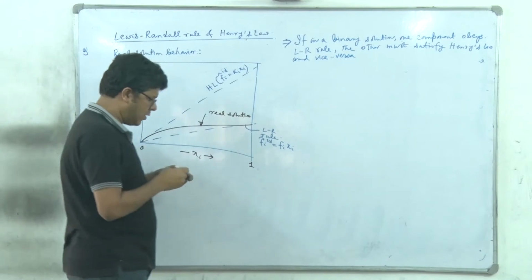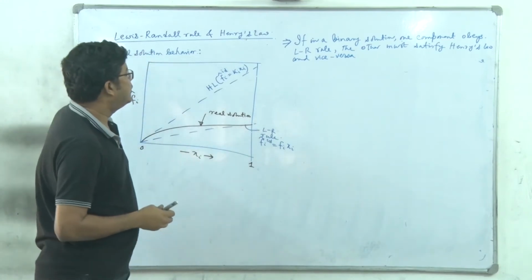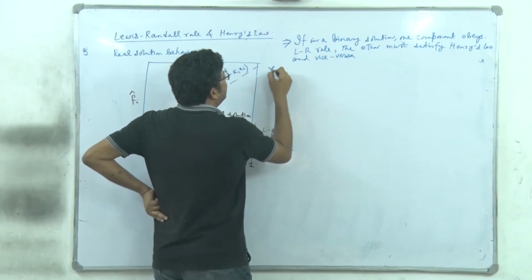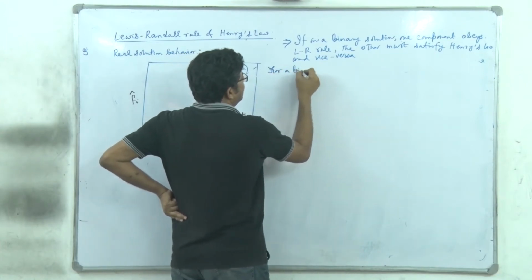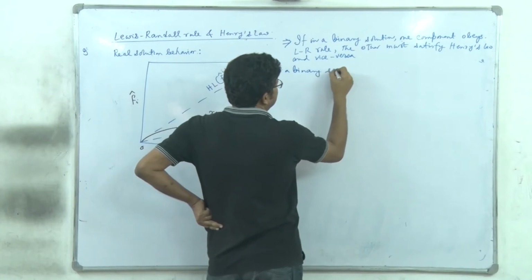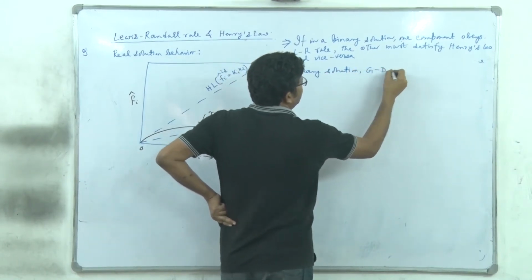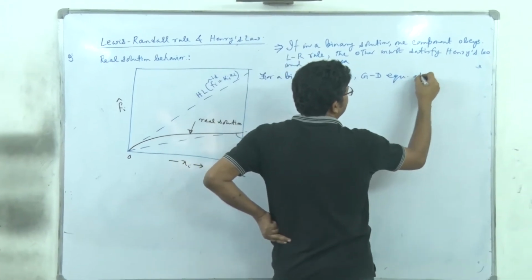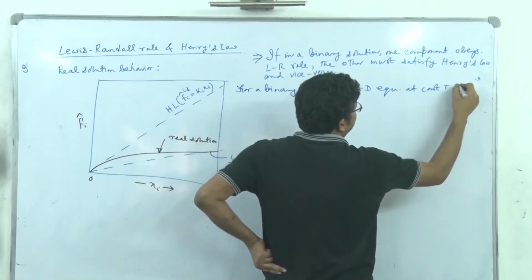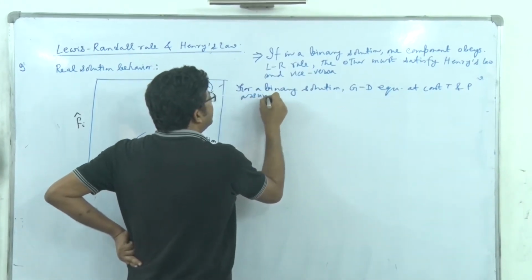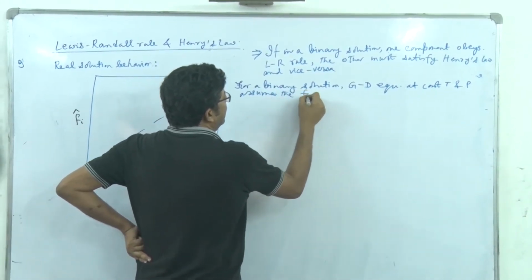Right? So how can we establish that? You see, for a binary solution, the Gibbs-Duhem equation at constant temperature and pressure assumes the following form.